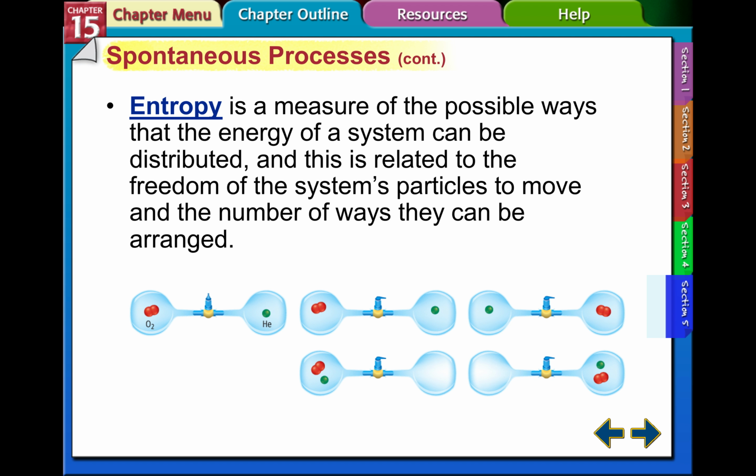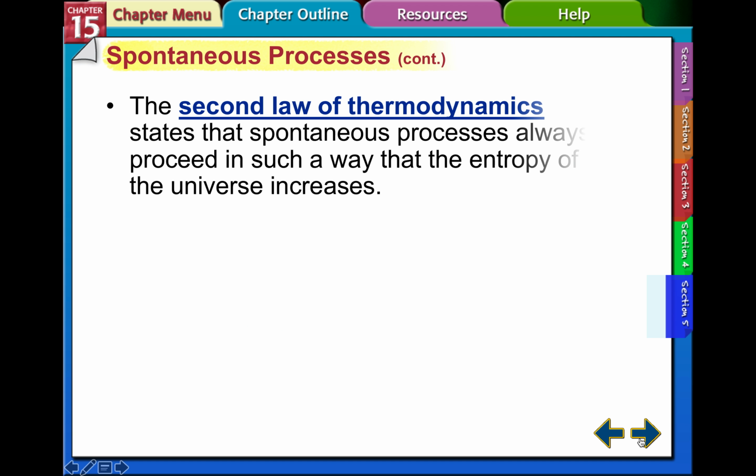What exactly is entropy? Well, it is the measure of the possible ways that the energy of a system can be distributed. And this is related specifically to the freedom of the system's particles to move around in a number of ways that are different arrangements. So I have a great example on this slide right here where we've got oxygen on one side and helium on the other. And currently the valve is closed. But once we open that valve, there's 4 different possibilities here because of this dual chamber environment. Now, what's specific about these? Well, let's take a look at that.